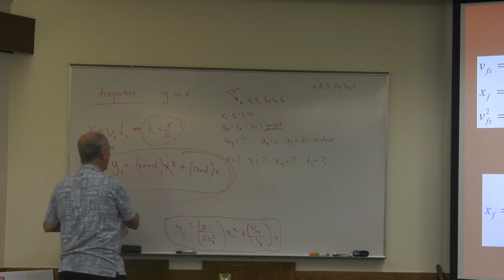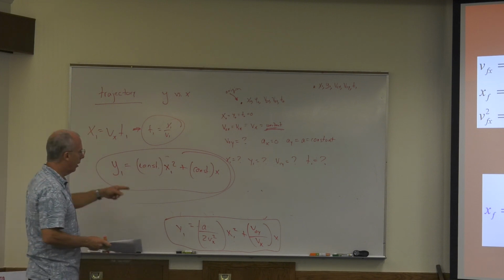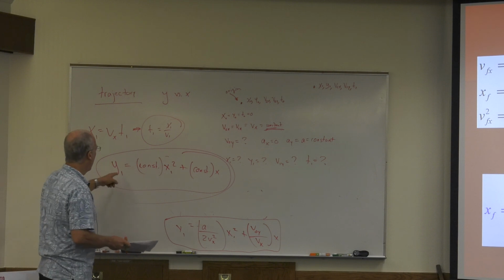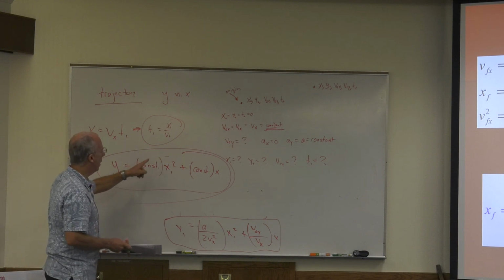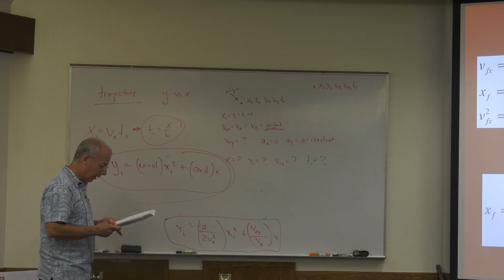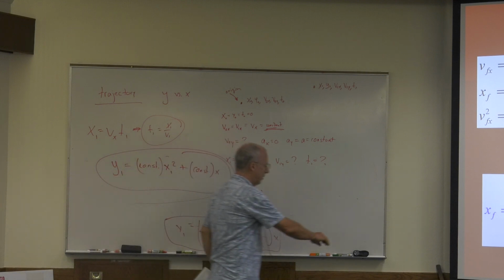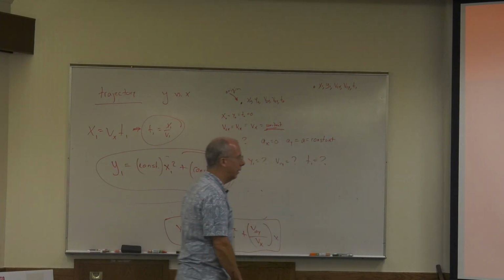Now what is that? Okay, math people, should be all of you. What kind of equation is that? Y equals constant times x squared plus constant times x. What is that? You better know this. It's a parabola, right? This is a parabola.